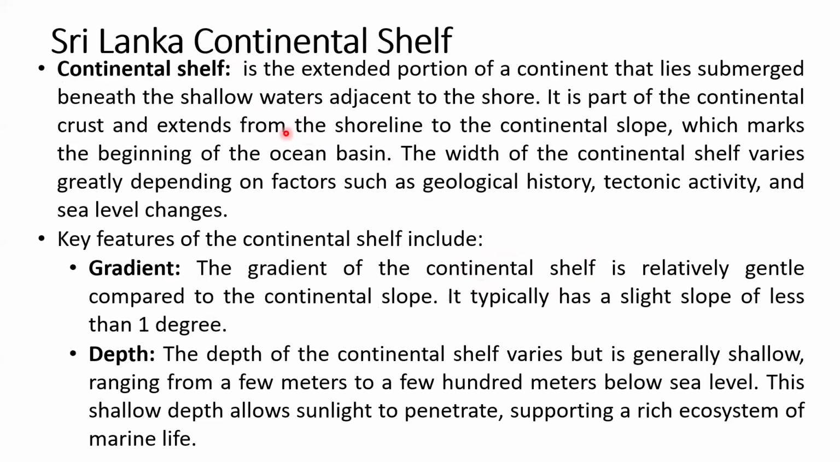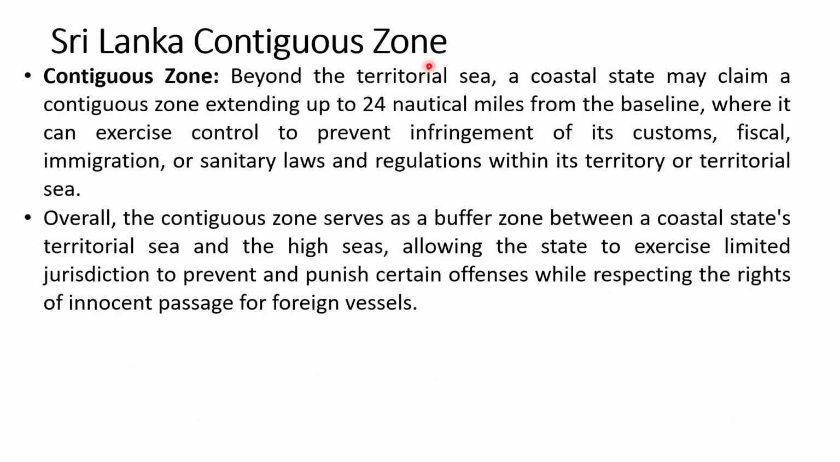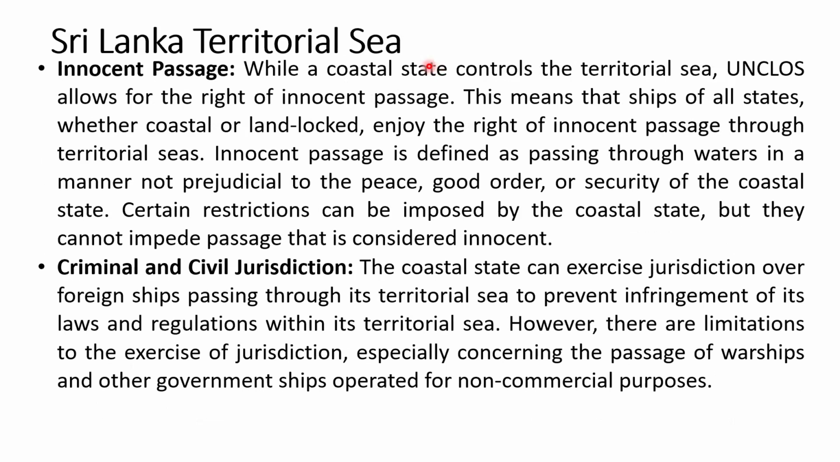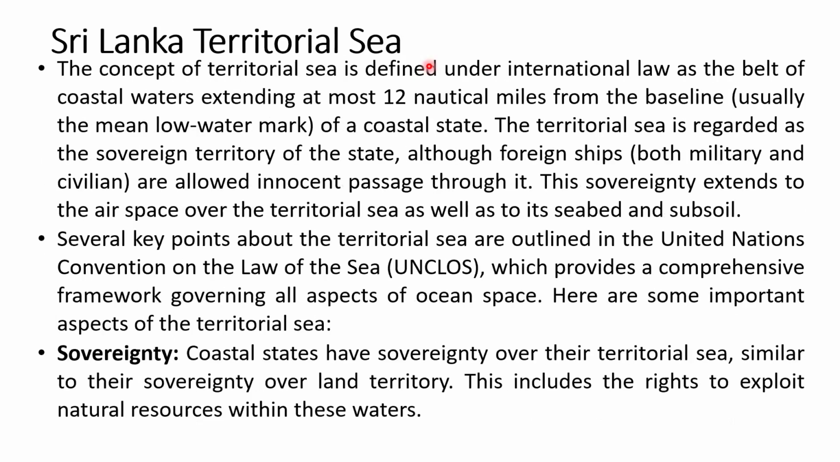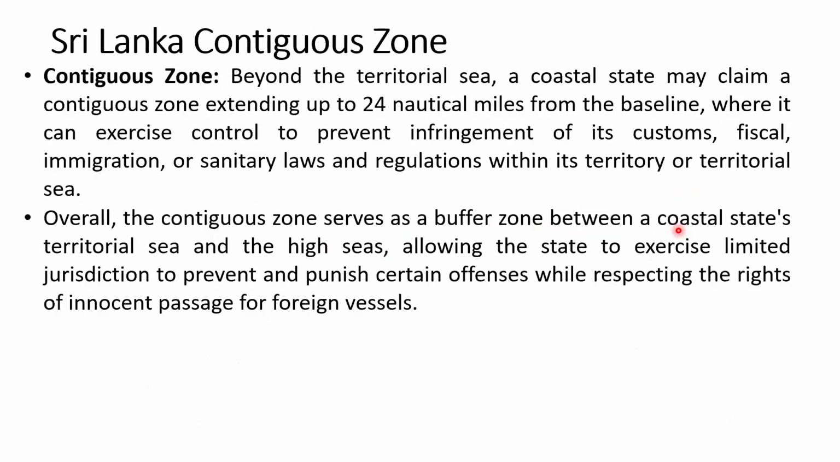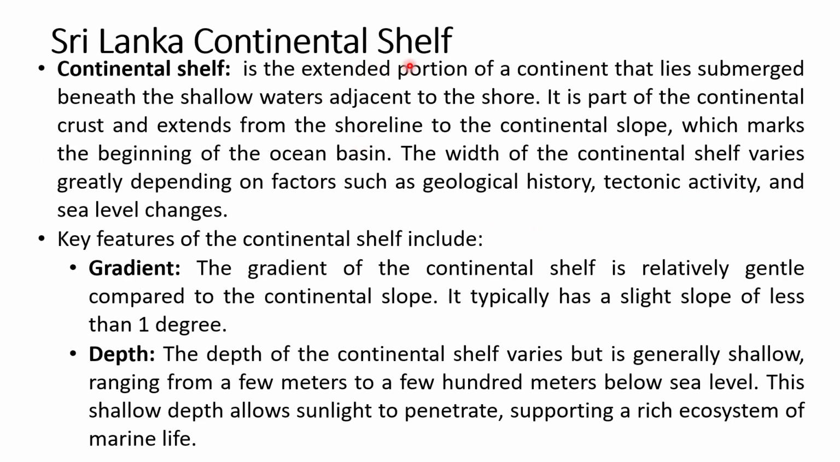Now, what do we mean by continental shelf? The continental shelf is the submerged area beneath shallow waters adjacent to the shore. I told you about the territorial sea: the sovereignty extends to the airspace over the territorial sea as well as the seabed and subsoil. This seabed and subsoil, they call it the continental shelf.